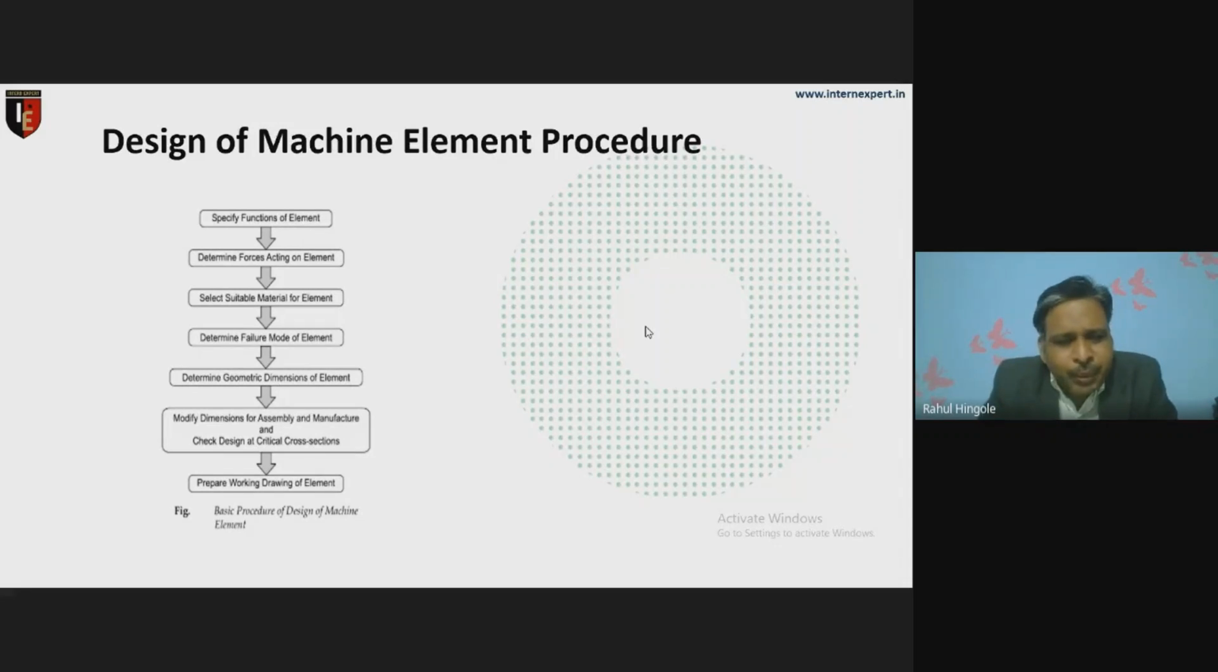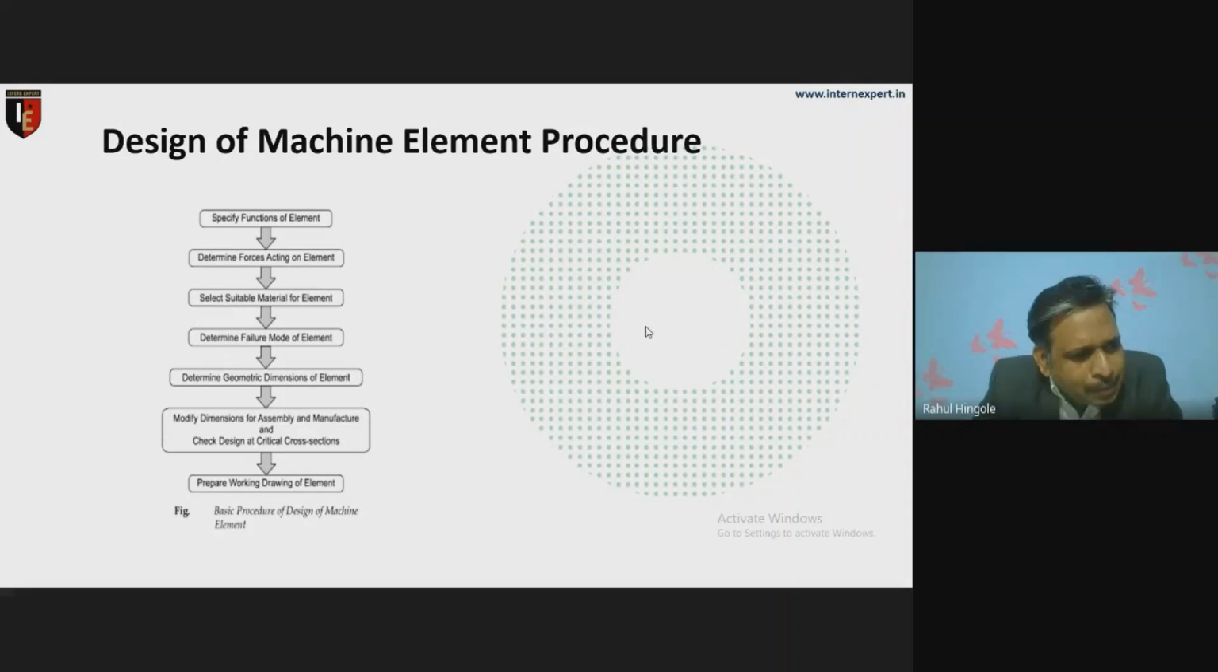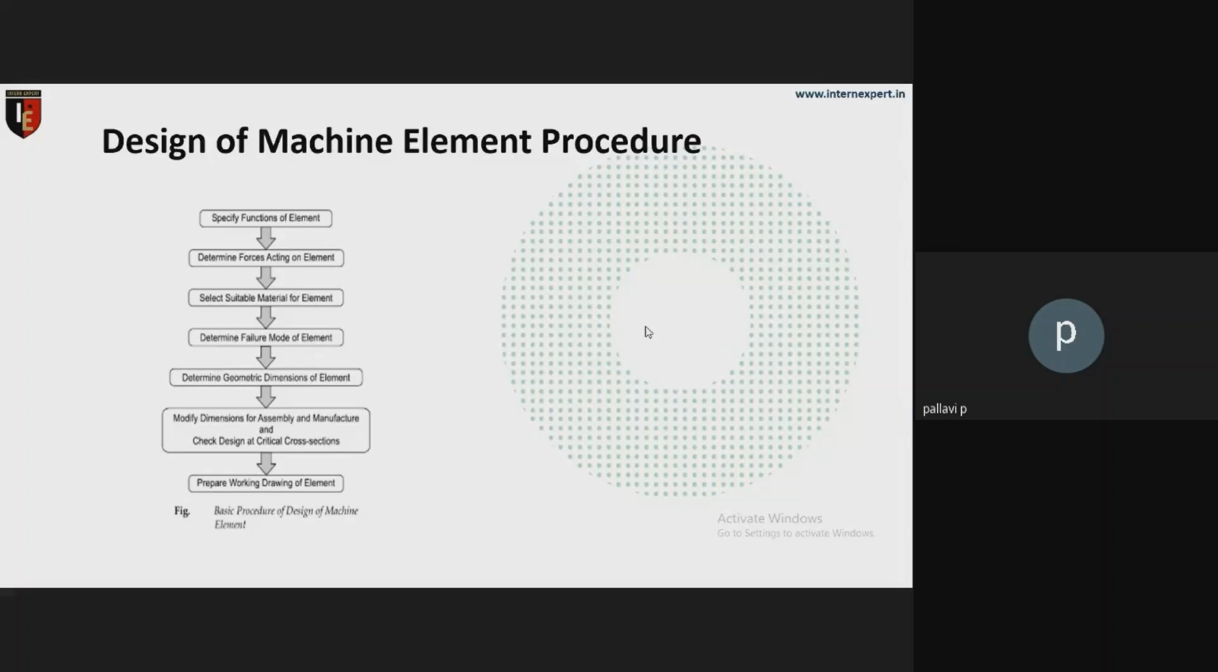Madam, in which company do you work? Sir, actually, I'm not working anywhere right now. I was an assistant professor in a government engineering college, Karad. Basically, it's my MTech project.